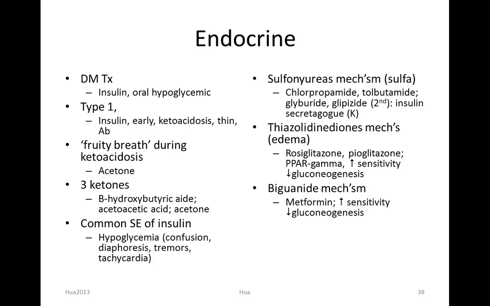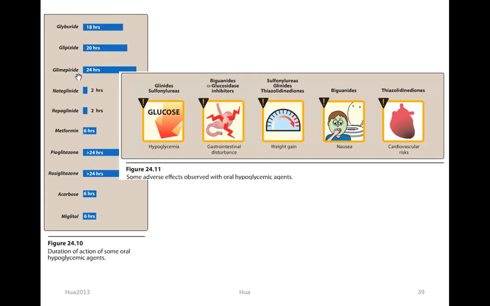Biguanide mechanism, so it increases sensitivity and decreases gluconeogenesis. Metformin is the most commonly used biguanide, the only one, and usually used for newly diagnosed diabetic patients. Meglitinide, nateglinide, so they have glinide. This is also a secretagogue, but they are short acting, about 2 hours, whereas glipizide and glyburide may be 6 to 8 hours.